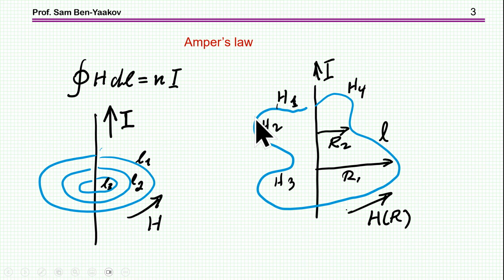Now, if the path is not circular, it's something like that, still, if you just multiply the magnetic field at each given increment times the length of the increment, and then you add it up, this is the meaning of the circular integral, then you end up with this equation that the total product will be equal to the current. So this is the basic of Rogowski coil operation.